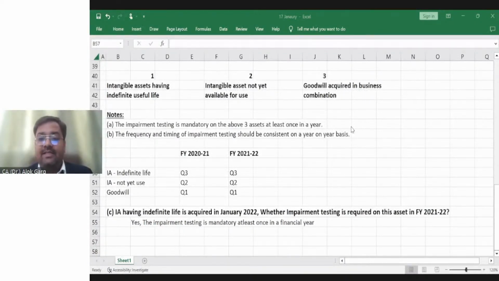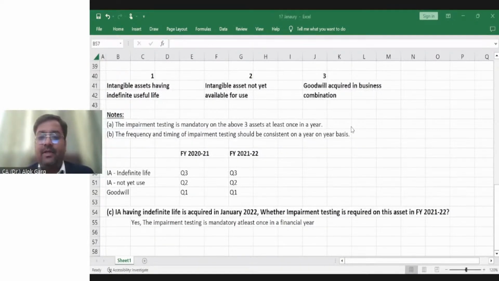Koshiki is saying, sir, in January 22, we know the market value as we bought it from the market, right? Yes. So in that case, Koshiki, of course, you will not do the impairment testing in January 22 only. You will do the impairment testing in March 22, just to check that the fair value has not declined significantly, or let's say the value in use which you expected is still there.